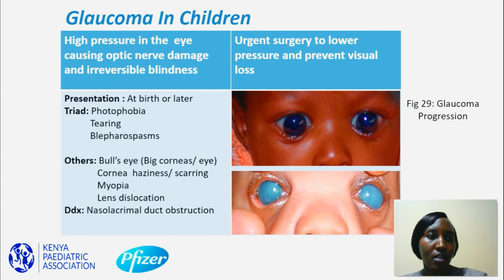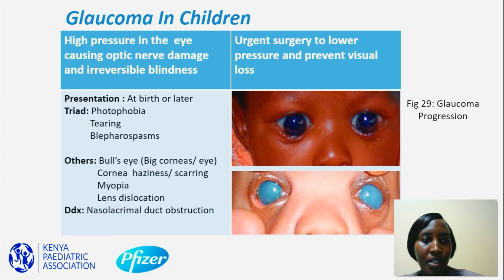So our next condition to look at is glaucoma in children. Glaucoma mainly refers to high pressure in the eye, causing optic nerve damage, and this results in irreversible blindness.